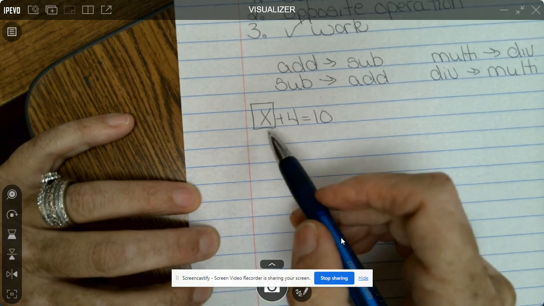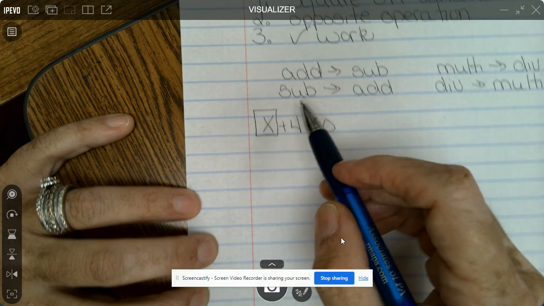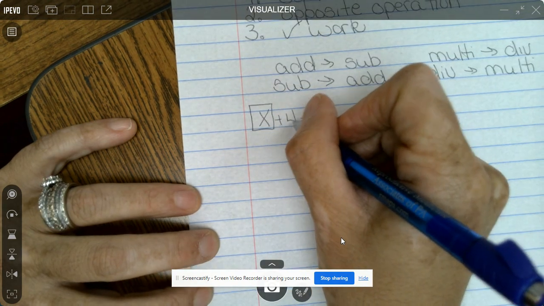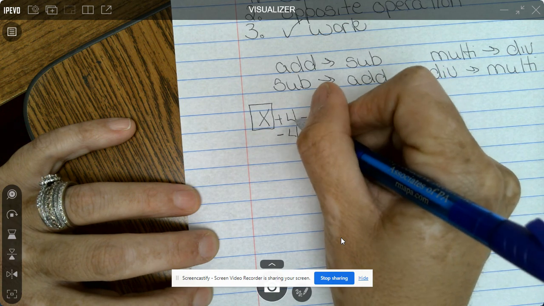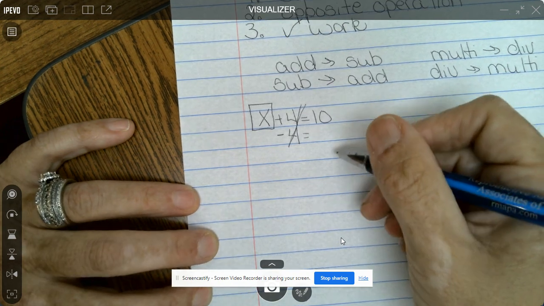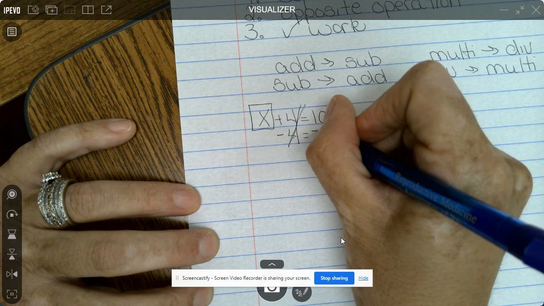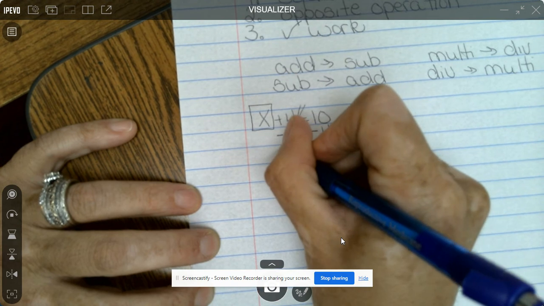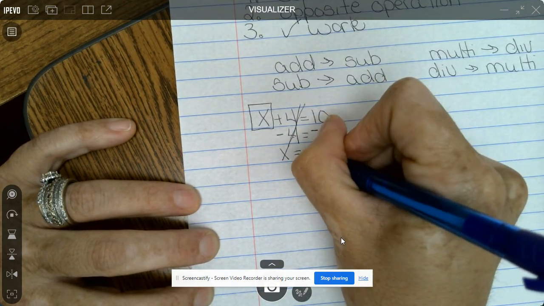Our next goal is to get x by itself, so we're going to do the opposite of addition, which is subtraction. So if I have a plus 4, I'm going to do a minus 4. And that cancels it out, because 4 minus 4 is 0, so I'm done with that. But one of the things you have to remember is whatever you do to one side, you have to do to the other. So if I subtract 4 on one side, I have to subtract 4 on the other. Then x equals 10 minus 4, which is 6.